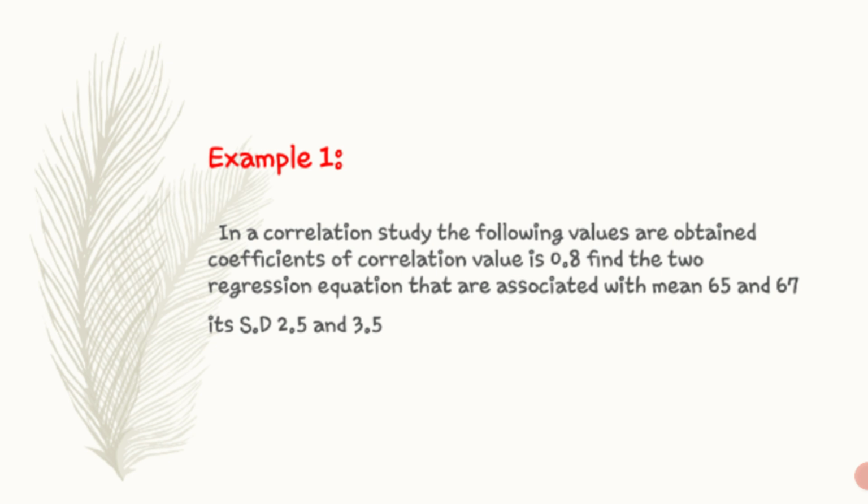The given values are: correlation coefficient r is 0.8, the mean of x, x bar, is 65, the mean of y, y bar, is 67, the standard deviation of x is 2.5 and the standard deviation of y is 3.5. Using these values, we are going to calculate our regression equations of x on y and y on x.